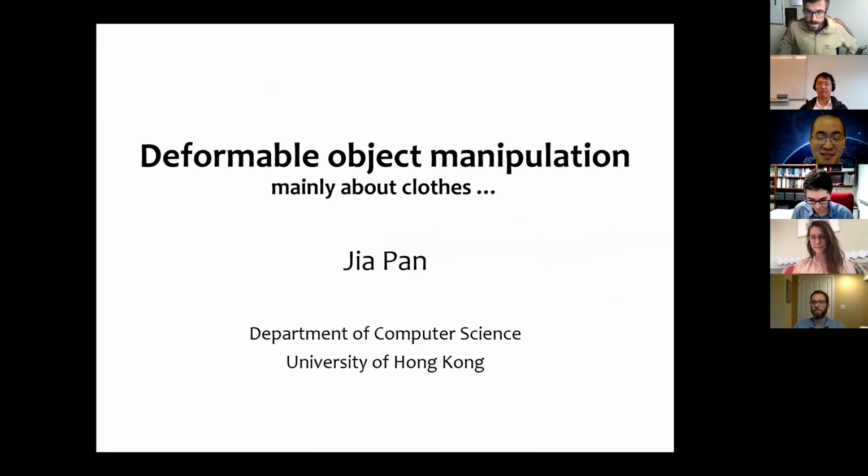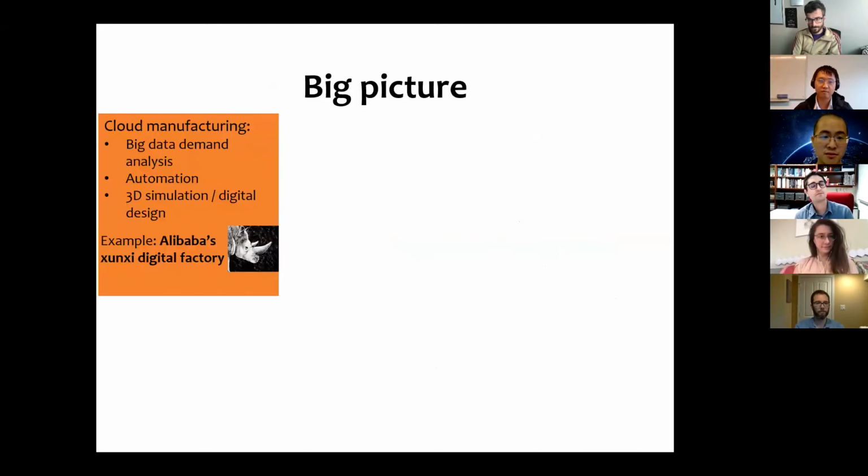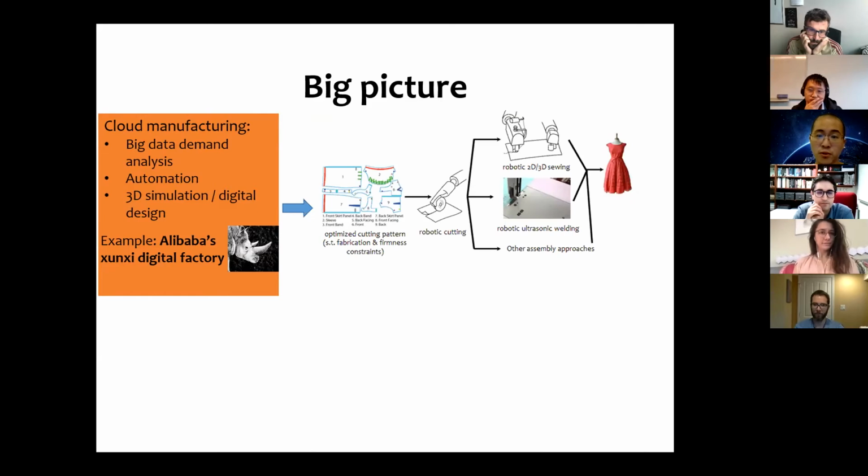So I also did a bit of deformable object manipulation in recent years. Our interest is mainly clothes manufacturing. This is the big picture. Recently there are many efforts on clothes manufacturing, like using big data to analyze the demand, and then you can use some traditional automation to fabricate the product. You can also use 3D simulation and digital design to help you design the product. For example, recently Alibaba just unveiled the Rhinoceros digital factory. Our work is similar to what they are planning to do, but we will focus on the manufacturing.